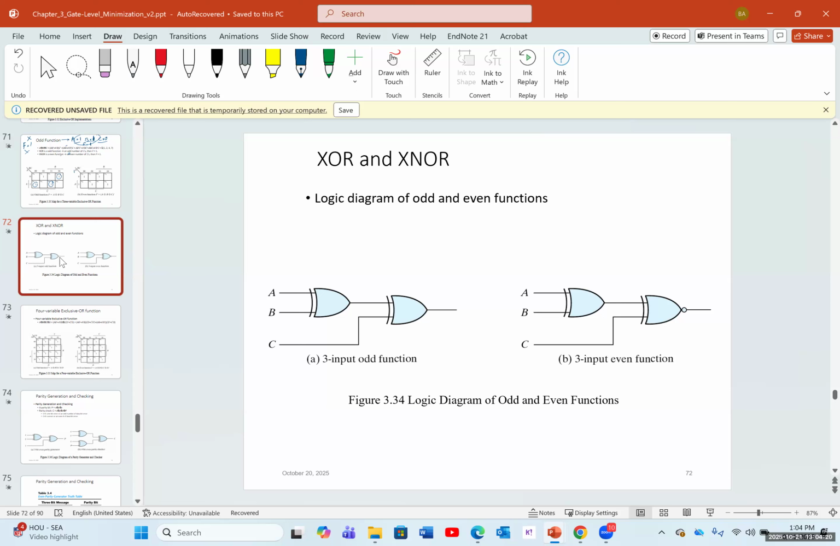So the logic diagram for an odd and even function is shown here. On the right, you can see the 3-input even function, and on the left, you see the 3-input odd function. And as you remember from the previous class, if you may remember, let me zoom this in a little bit.